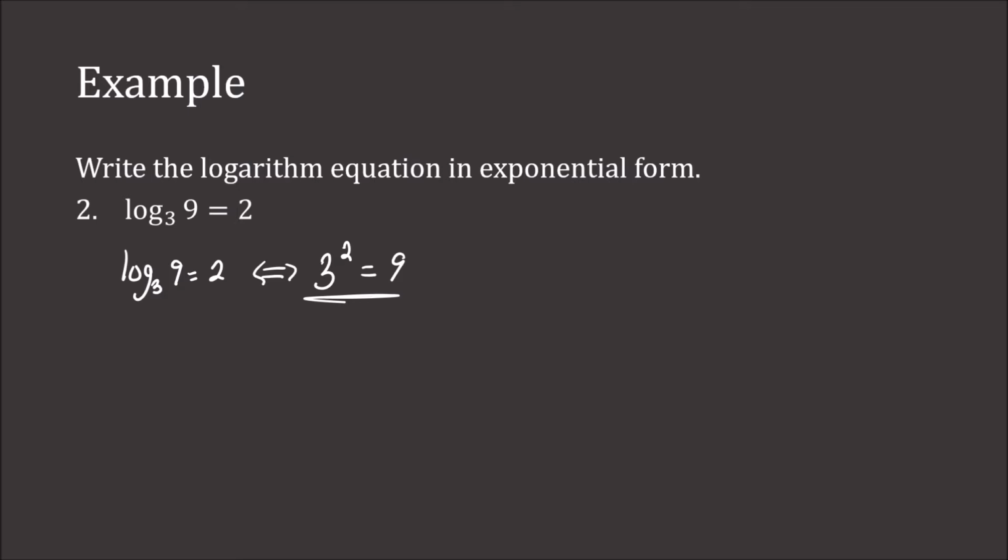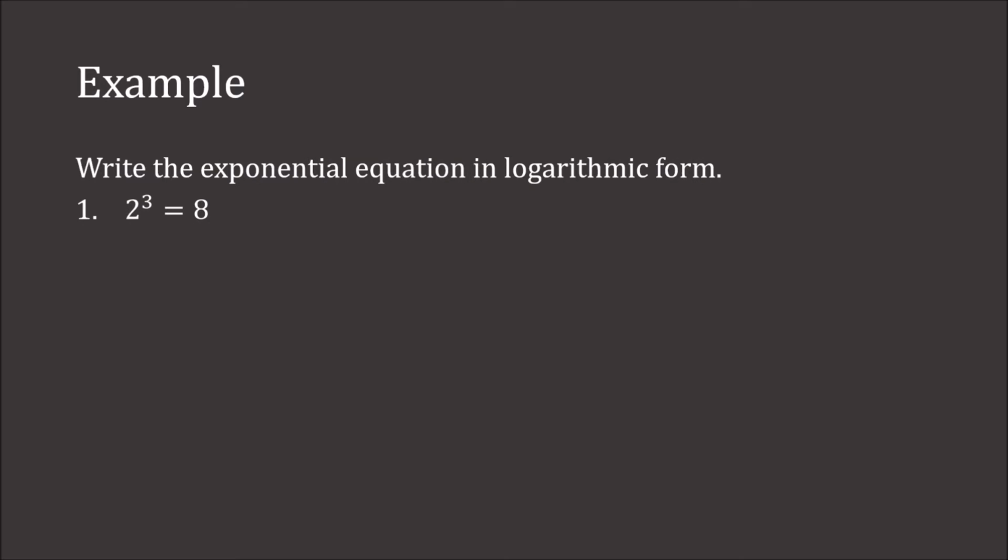Now we're going to write the exponentials in logarithmic form. So 2 cubed is equal to 8 if and only if log base 2 of 8 is equal to 3. So this is our logarithmic form. 5 squared equals 25 if and only if log base 5 of 25 is equal to 2.